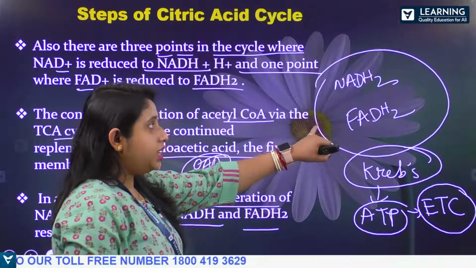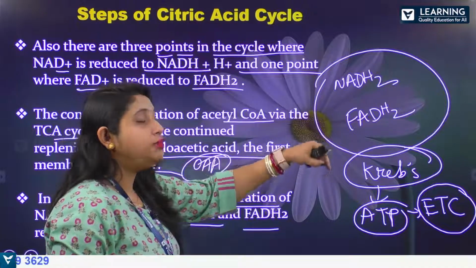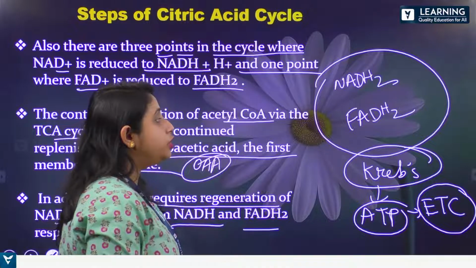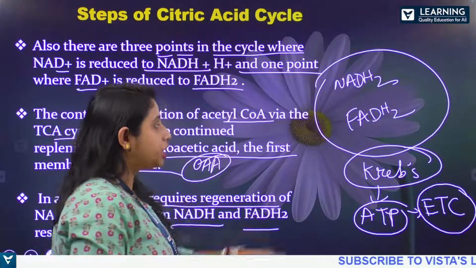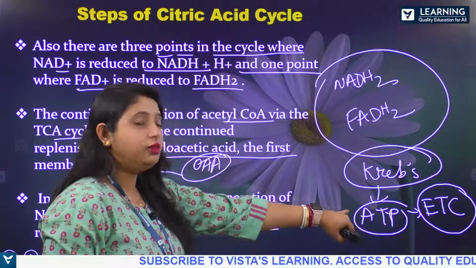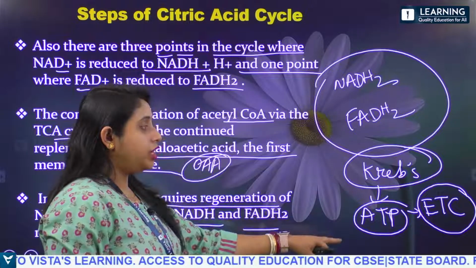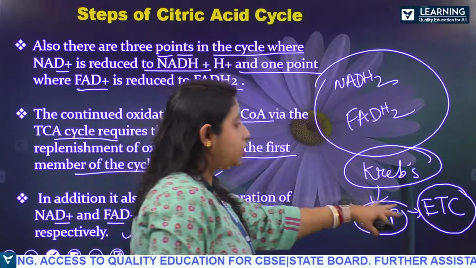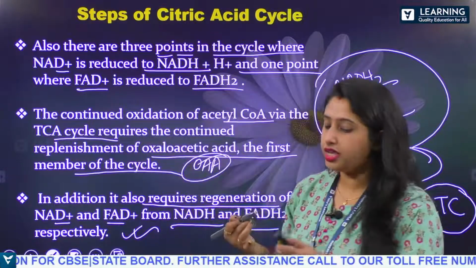Okay, this NADH2 and FADH2, that is the electrons, will be transferred between the various complexes. So here it will lead to the formation of what? Ultimately we need the synthesis of ATP. So it will take place in the electron transport chain. Okay, we will study it in the next topic.